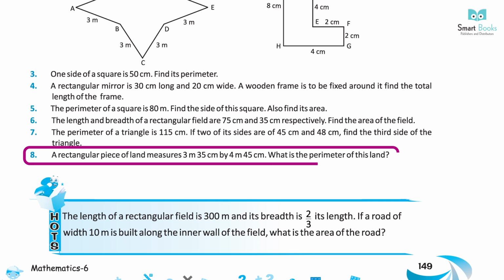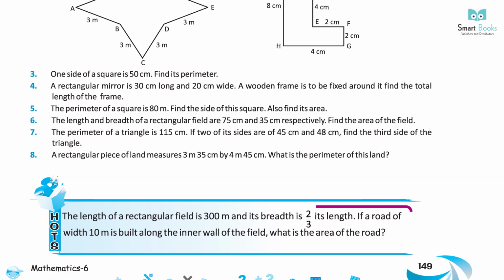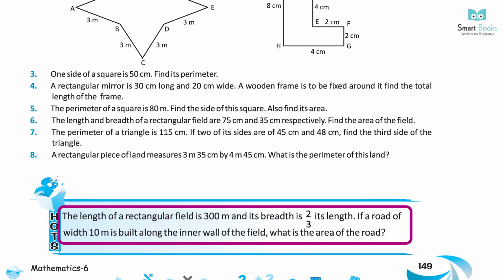Question 8. A rectangular piece of land measured 3 meter 35 cm by 4 meter 45 cm. What is the perimeter of this land? Solution: 15 meter 60 cm. HOTS: The length of a rectangular field is 300 meter and its breadth is 2 upon 3 of its length. A road of width 10 meter is built along the inner wall of the field. What is the area of the road?